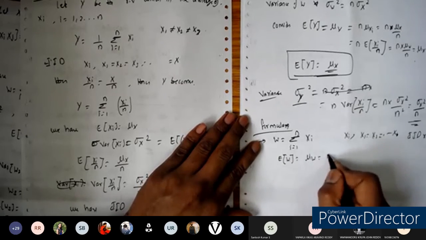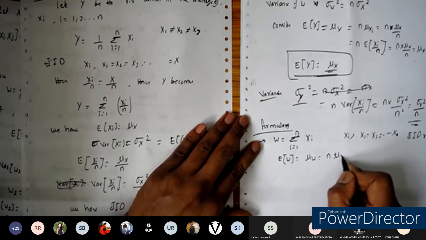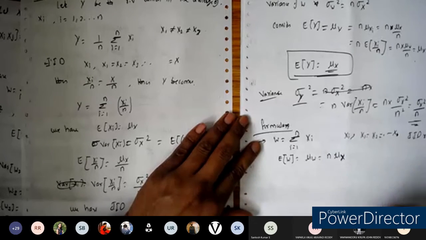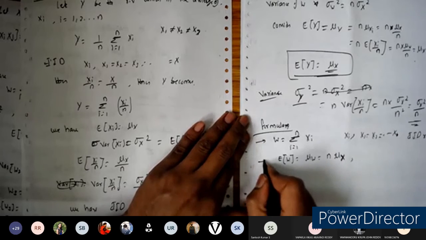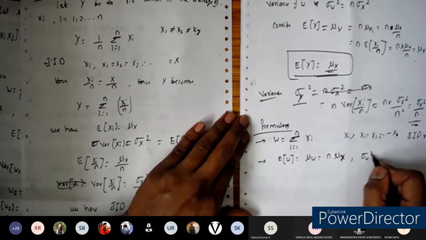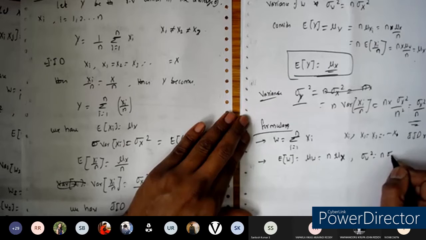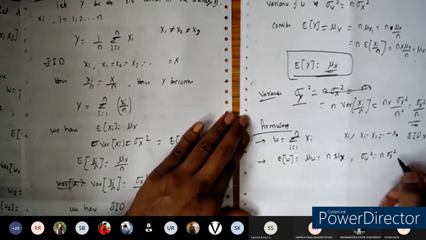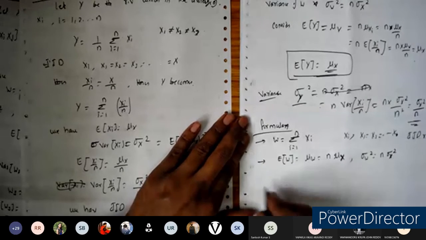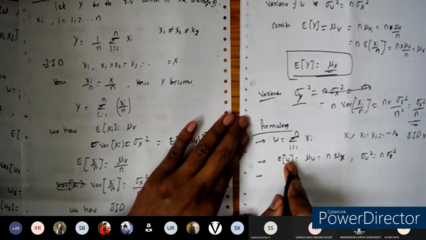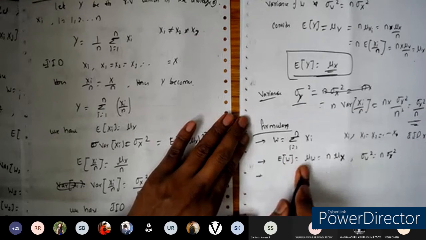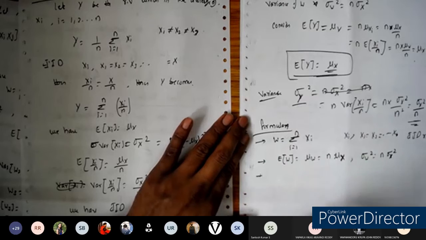So this will be equal to n into nu x. And the variance sigma w square will be equal to n into sigma x square. This is for the IID random variables we are seeing. Any confusion? I'm just taking the summary of this.